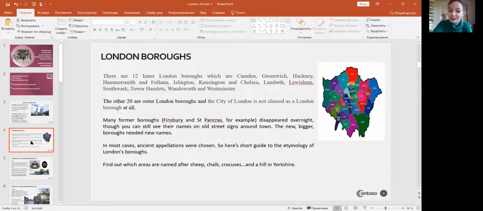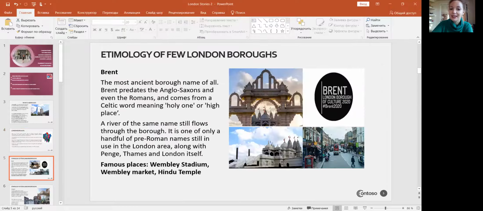Many former boroughs, for example, Finsbury and St. Pancras, disappeared overnight, though you can still see their names on old street signs around town. The new bigger boroughs needed new names. In most cases, ancient appellations were chosen, so here is a short guide to the etymology of London boroughs. Find out which areas are named after sheep, chalk, crocuses, and a hill in Yorkshire. So, etymology of a few London boroughs.